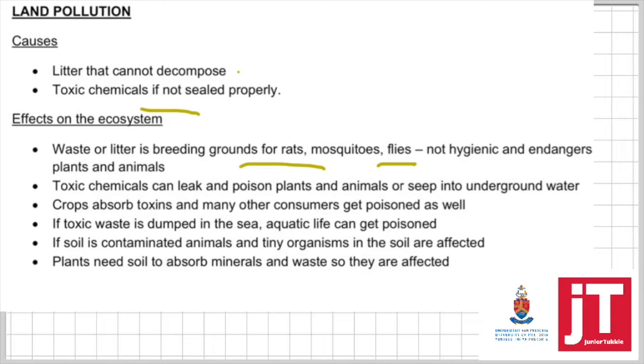The toxic chemicals can leak and poison plants and animals, and seep into the underground water that crops can absorb. And then any organism or anybody that consumes these toxins will get poisoned as well. If the toxic waste is dumped into the sea, aquatic life, all those sea organisms, will also be poisoned. If soil is contaminated, all the microorganisms that live in the soil will be affected, and then plants need the soil to absorb minerals. And we cannot have any waste in the soil because it will affect the growth of plants.